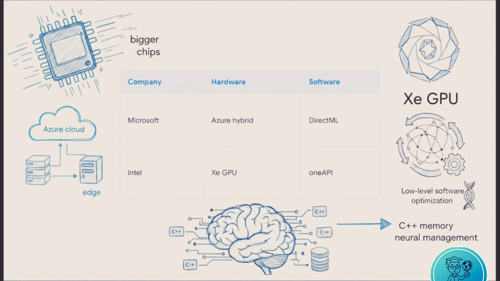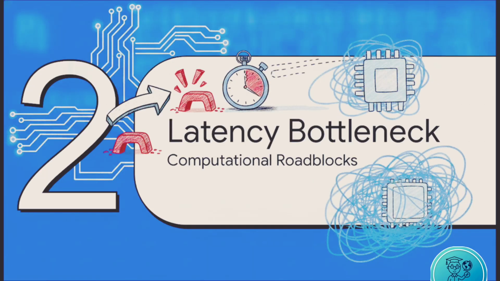To hit these speeds, tech giants are aggressively attacking the challenge from two angles at once. Companies like Microsoft and Intel aren't just slapping bigger chips into machines. They're combining specialized hardware acceleration, think Microsoft's Azure Cloud Edge Hybrid or Intel's Z GPU architecture, with incredibly deep, low-level software optimization using tools like DirectML and the OneAPI framework. Hardware alone won't save us here. The software has to be meticulously optimized. Which brings us right to Section 2, the latency bottleneck.